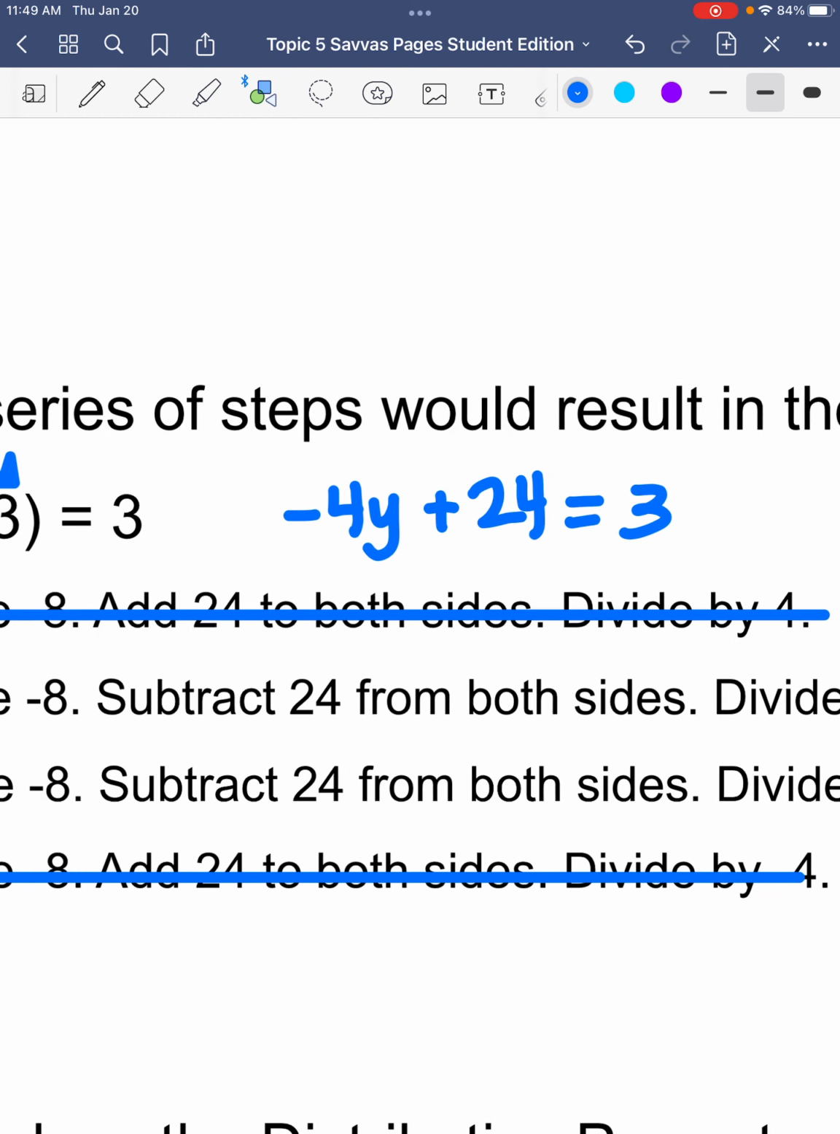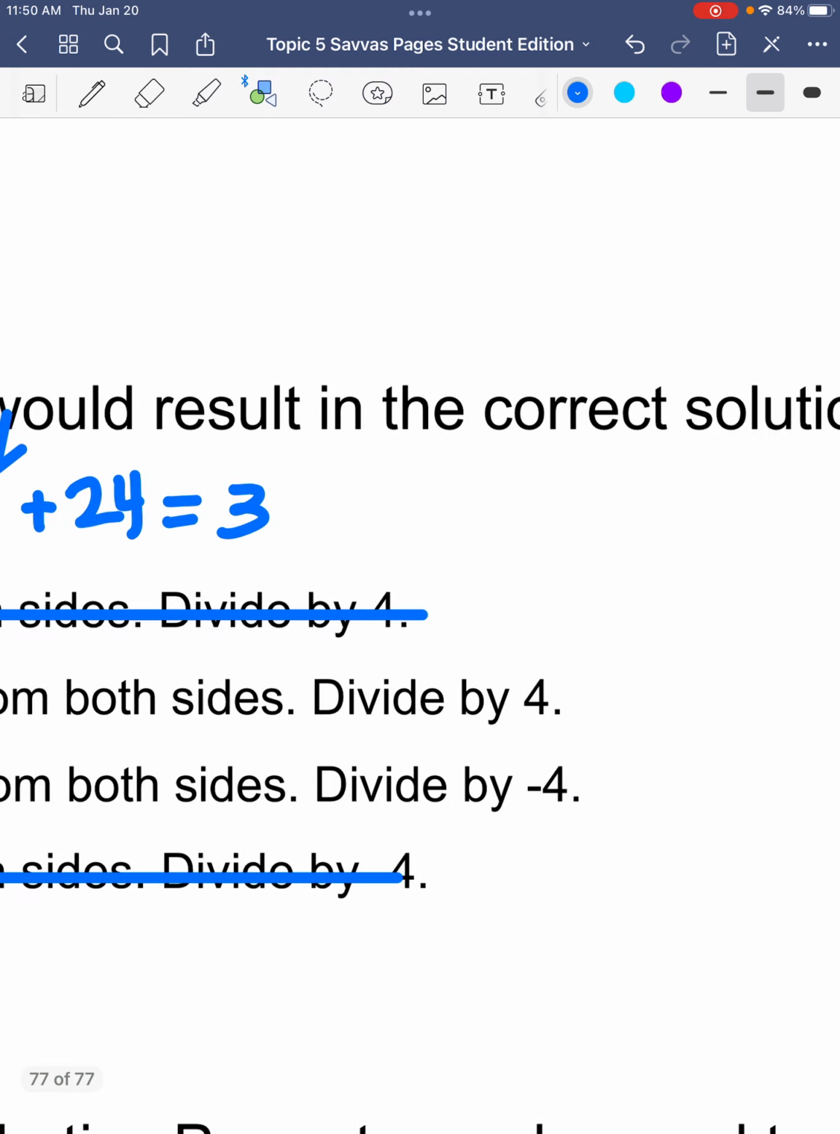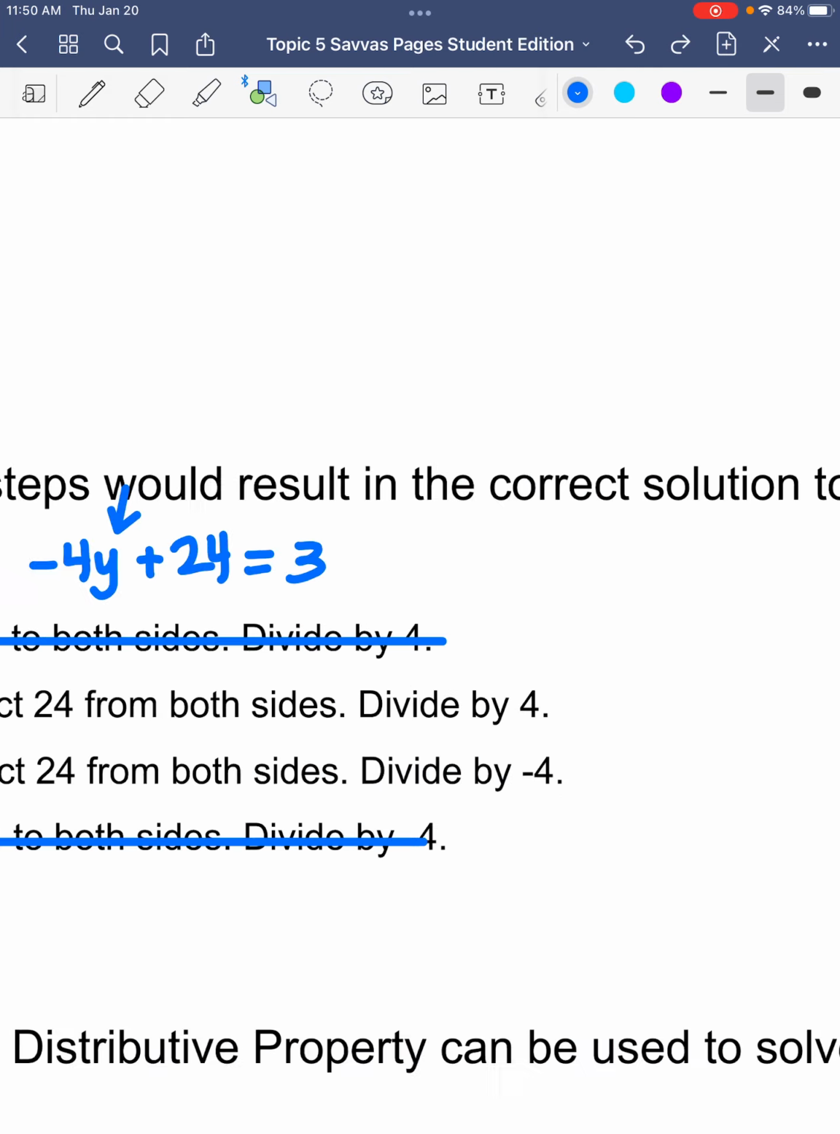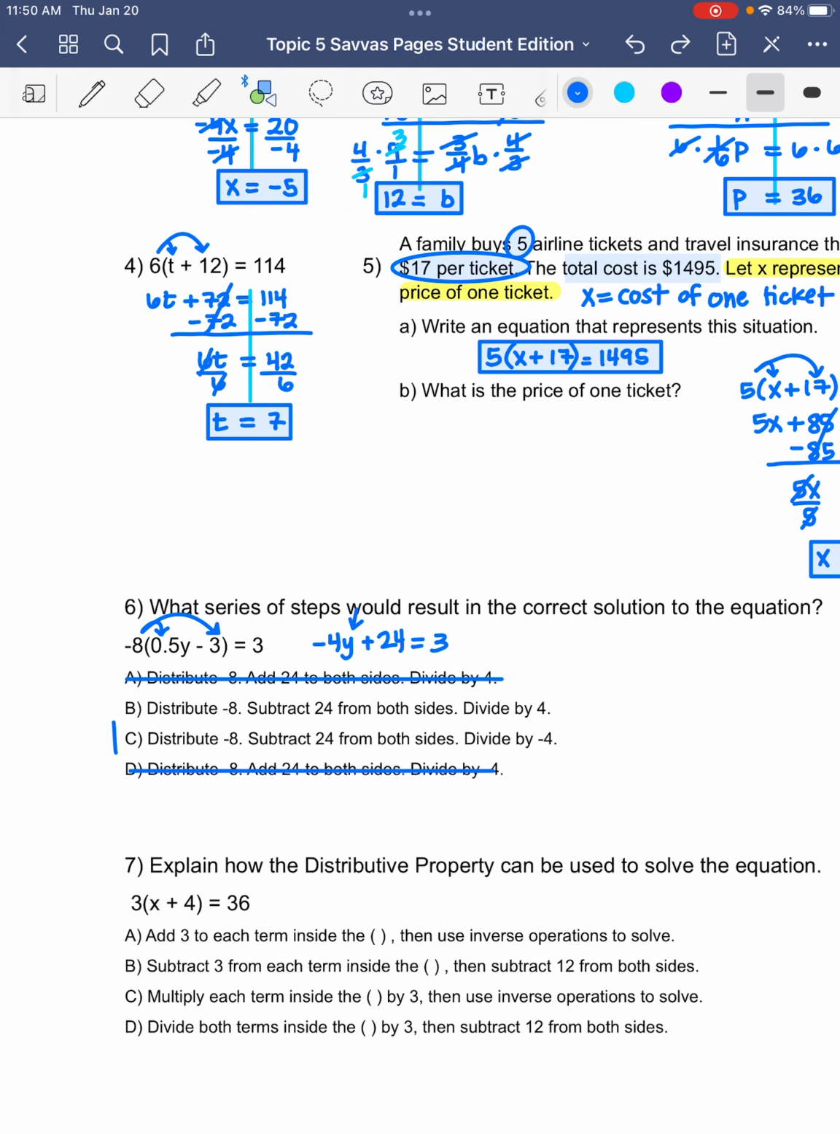Okay, now the next thing I would need to undo, to get this y by itself, is that it's connected to -4 through multiplication. So I would need to divide. What am I dividing by? I'm dividing by -4. So let's look at our choices. Only one of them says divide by -4, and that is C. So C is our correct answer. We would distribute -8, multiply -8, then subtract 24 from both sides, then divide by -4.